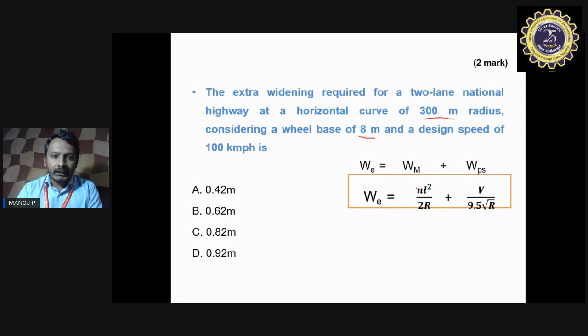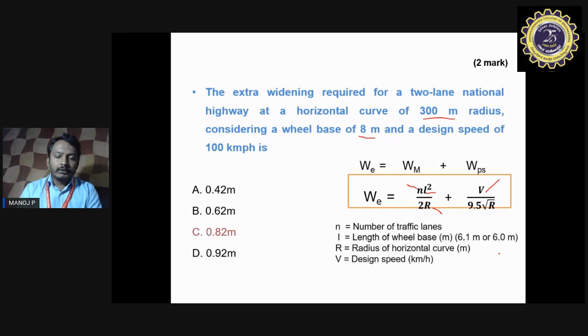N is given as 2 lane, so N is 2. L is equal to 8. R is equal to 300. V is equal to 100. Put the values here and you will get the answer as 0.82. Simple. This formula is very important. Most of the time, these types of questions are asked.